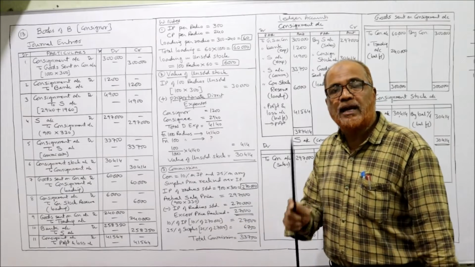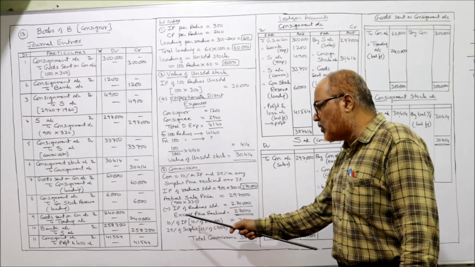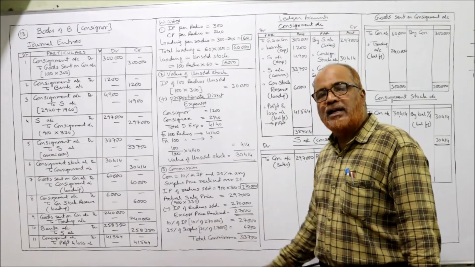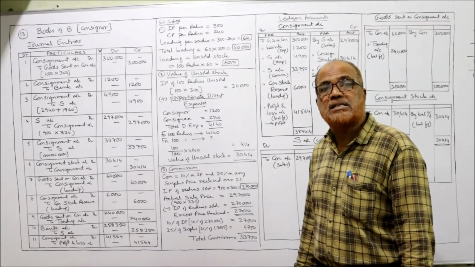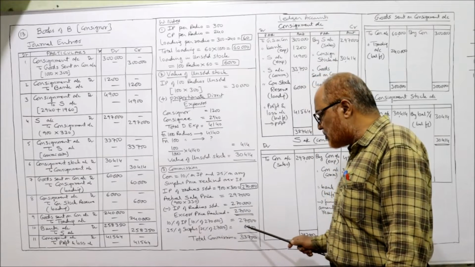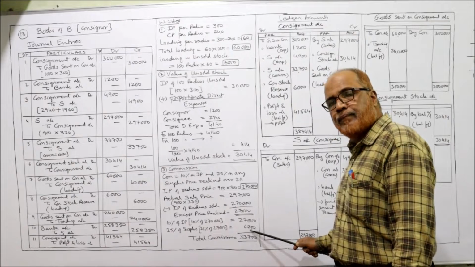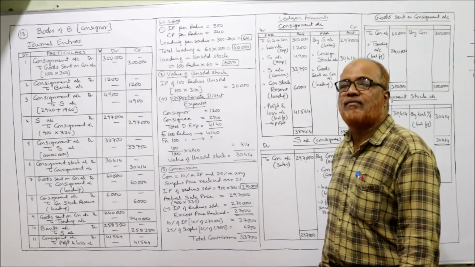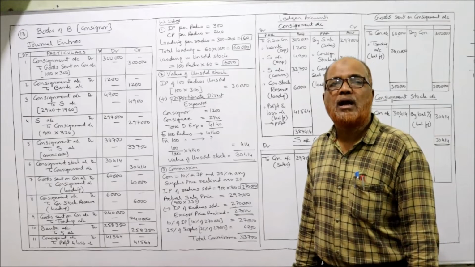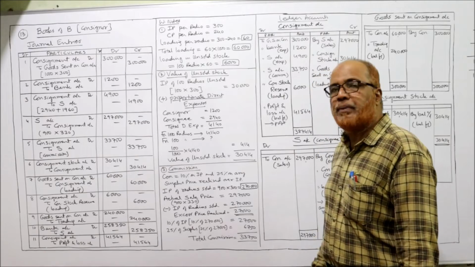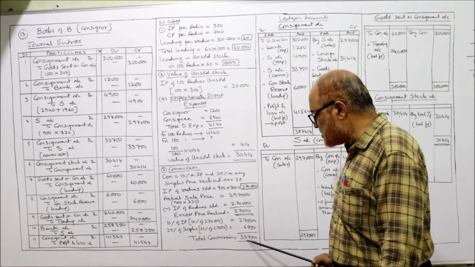Commission is 10% of invoice price. So 10% of 2,70,000, 27,000. And 25% of surplus. How much is the surplus? 27,000. So 25% of 27,000, 6,750. Add up. 27,000 plus 6,750, 33,750 is the total commission due to consignee.